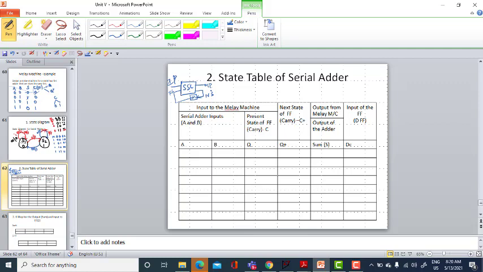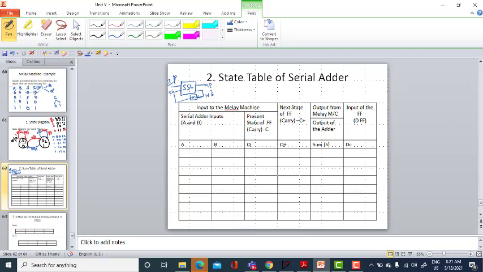So input to the Mealy machine, now it's a serial adder, you will be having 2 bits A and B, and the present state of the flip-flop, that is nothing but your carry. Because you are going to store the carry, the present state of the flip-flop is the carry bit, and the next state of the flip-flop is again your carry bit. So I am representing it as Q and Q plus. I can even say that it has C and C plus, your carry bit. And output from the Mealy machine is nothing but your output of the adder, that is sum.